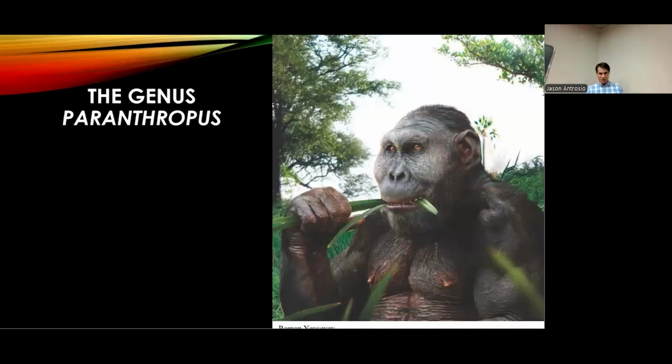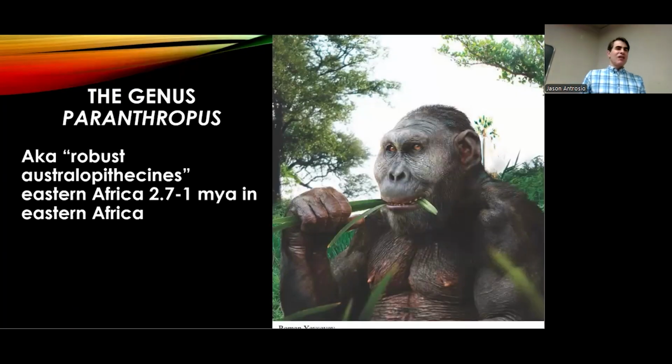Another group that came out after the Australopiths was the genus Paranthropus, also known as the robust Australopithecines. And so we talked about the Australopiths and how they were bipedal. There are also these robust Australopithecines that lived in Eastern Africa from around 2.7 million years ago up until 1 million years ago. And so they would have overlapped with some of the Homo erectus populations.